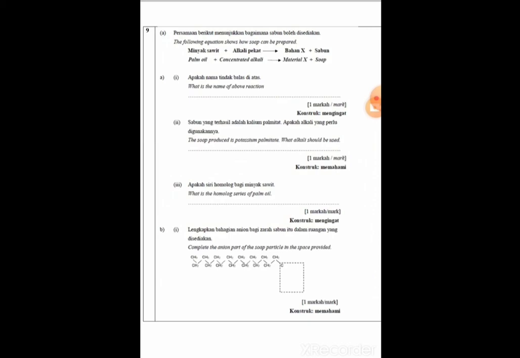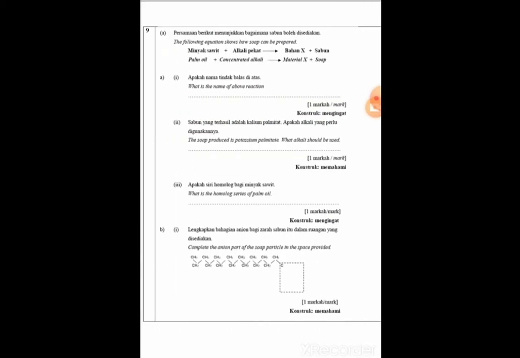For question number 3, what is the homologous series of palm oil? Palm oil is an ester because it has COOC. For B1, complete the anion part of the soap particle in the space provided. So we will draw, after C, we have a double bond O, and we also have O minus ion and K plus ion. K plus ion is for potassium ion.